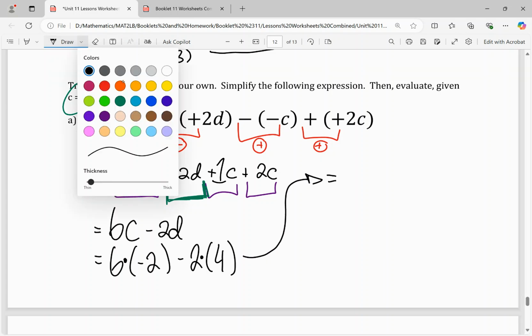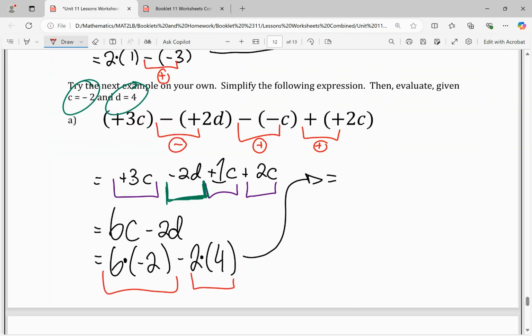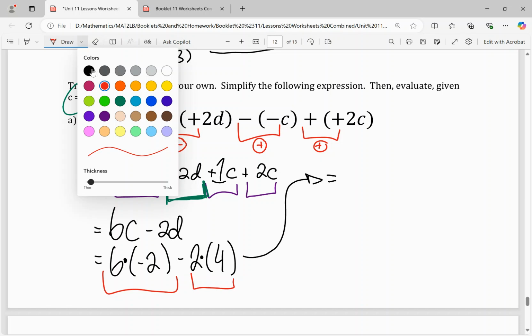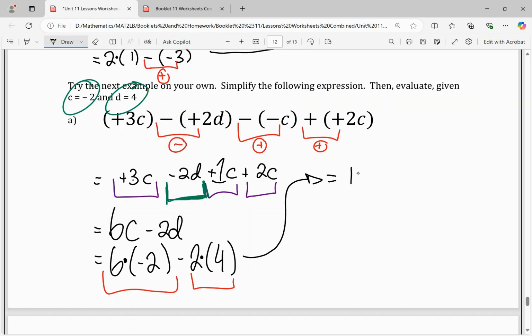So we use BEDMAS to solve this, right? Multiplication first. Let's multiply those two pairs. 6 times negative 2. Well, 6 times 2 is 12. And since one is positive and one is negative, the answer is going to be negative. And then we have negative 2 times 4. Well, 2 times 4 is 8. And a positive and a negative make a negative. So what we're left with is negative 12 minus 8, which is going to equal negative 20.